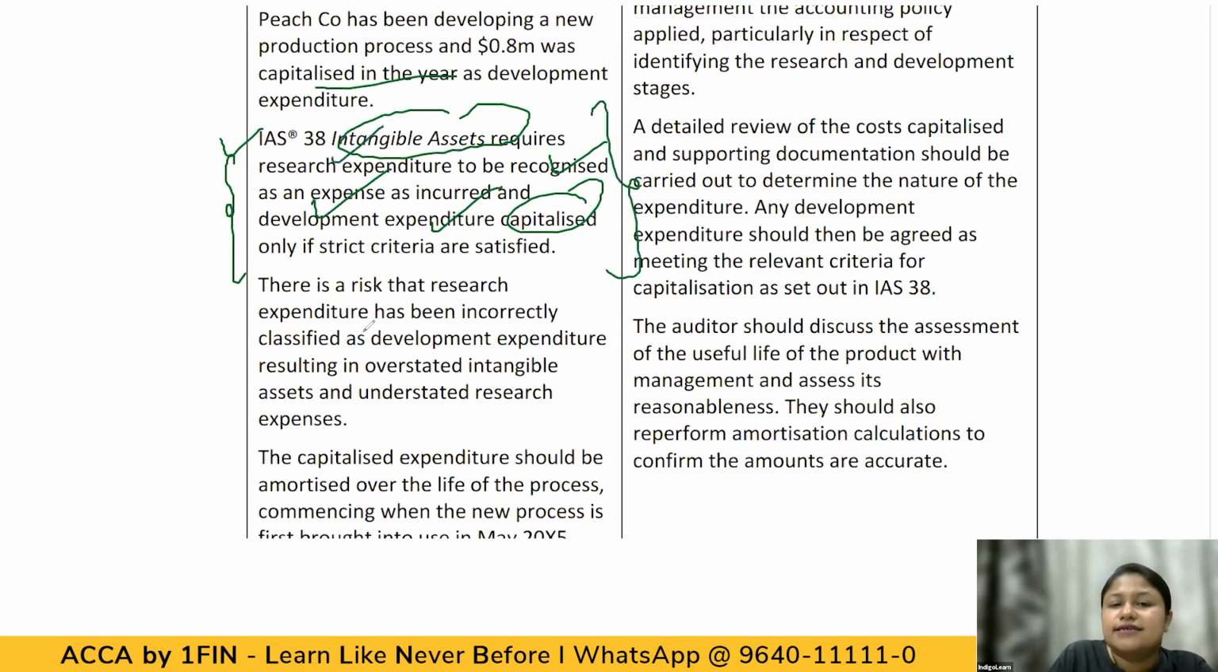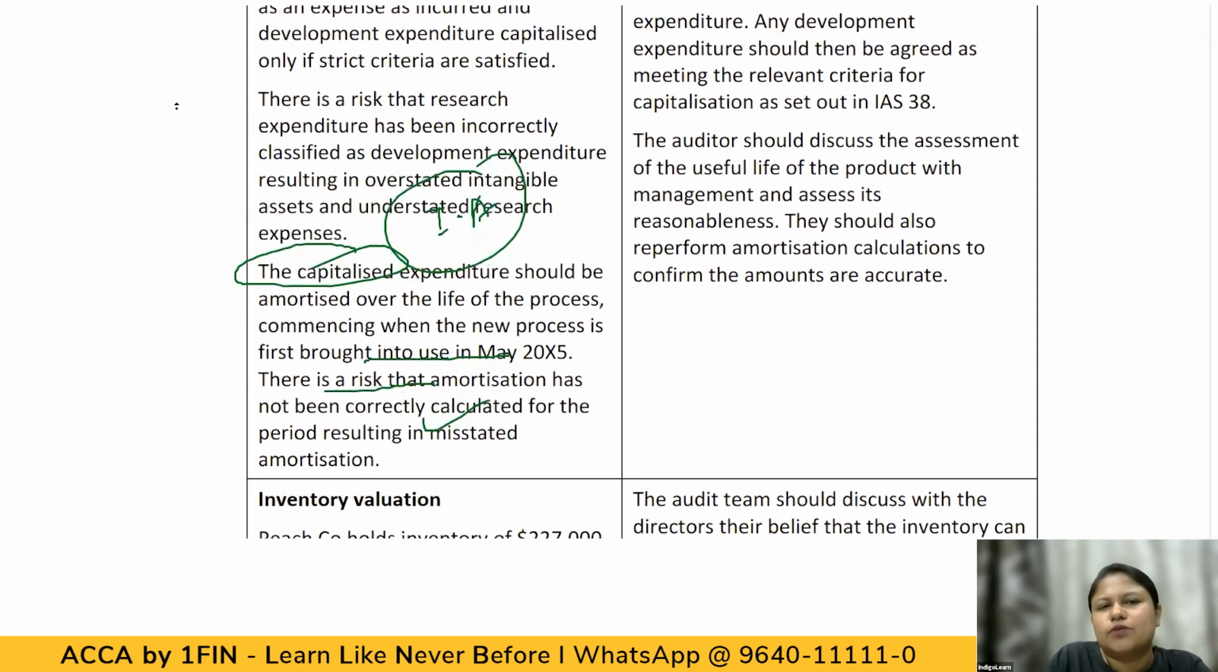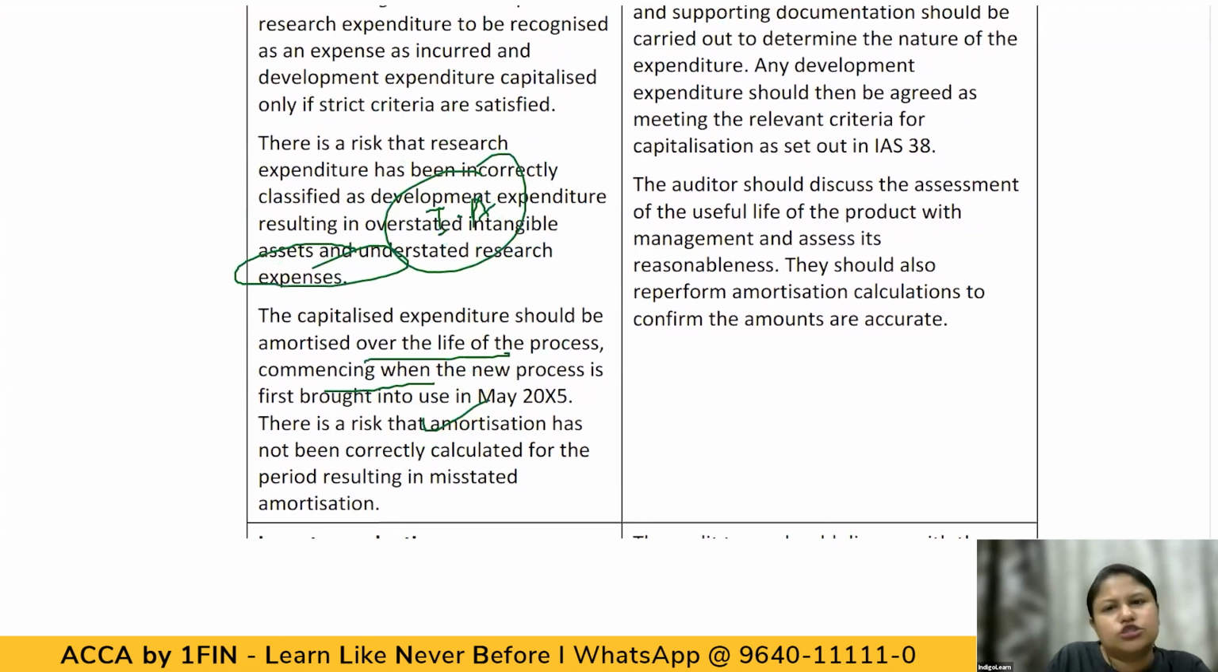There is a risk that research expenditure can incorrectly be classified as development, and basically intangibles could get overstated. So this we picked up correctly. Then you have to ensure the capitalized expenditure is amortized over the life of the process. Whenever you talk about development expenditure, which is an intangible asset, you also have to look into capitalization and amortization here. There's a risk that the amortization has not been correctly calculated, because of which there could be a misstatement in the amortization. Because understand, if the development expenditure is not properly calculated, amortization also will be wrong.